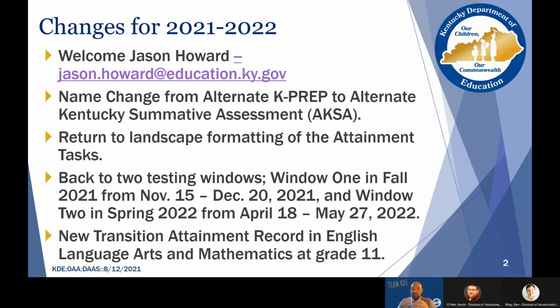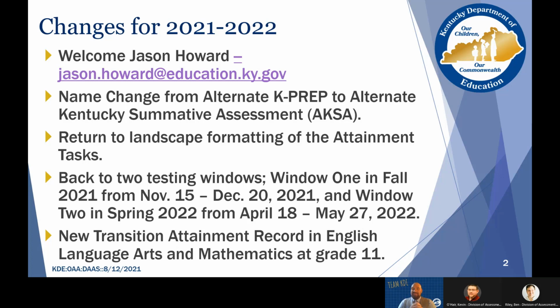With that, we will move forward with the changes for 2021-2022. We had a very eventful summer, and so the first change that we decided to make over the summer was that the alternate assessment name would change from the alternate KPREP to the alternate Kentucky Summative Assessment, otherwise dubbed as AKSA. That's to better align with the general assessment, which had its name changed to the Kentucky Summative Assessment.